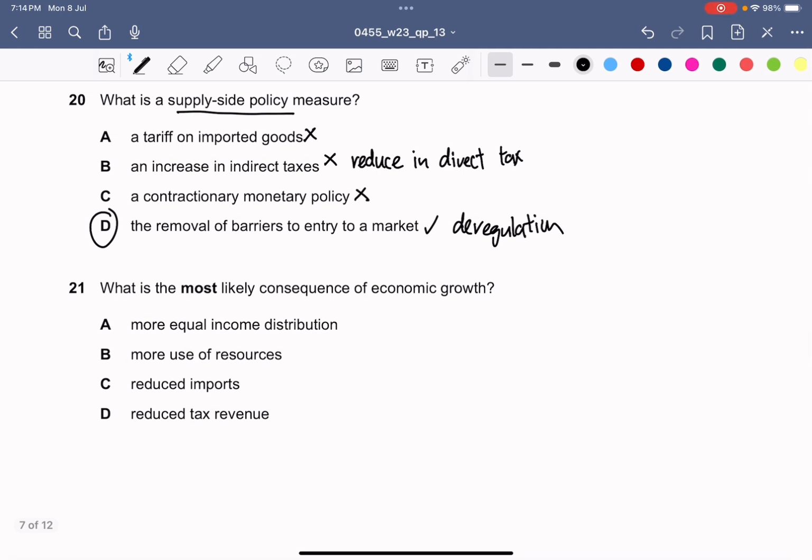21. What is the most likely consequence of economic growth? A. More equal income distribution. No, because when there is economic growth, there is a chance that the rich become richer and the poor become poorer. And then B is more use of resources. Yes, it's correct. Because when economic growth increases, more people are employed. This increases the productive potential, so more use of resources, correct. Reduce imports and reduce tax revenue, these are not related.